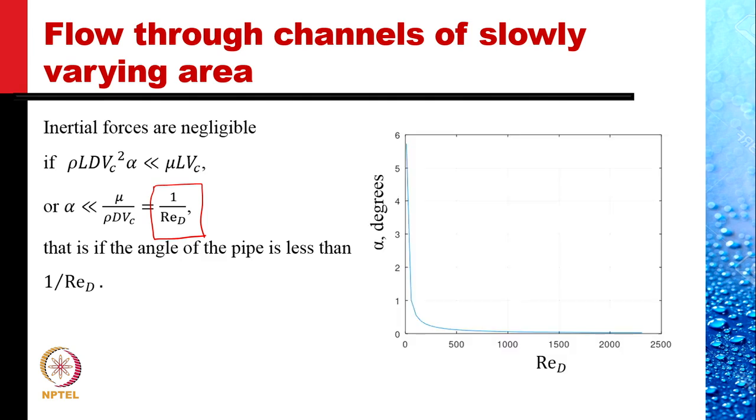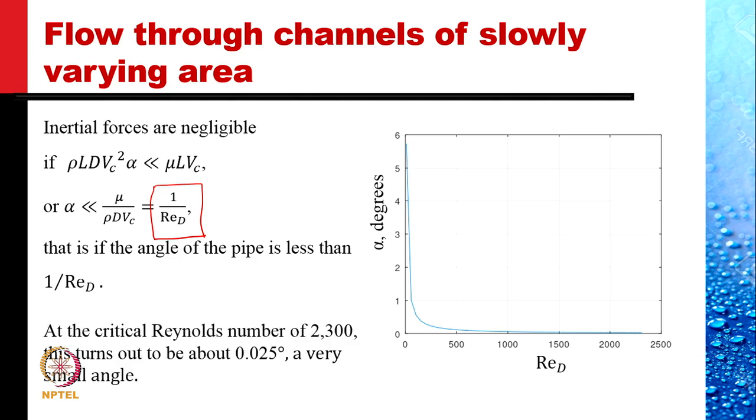This shows you the variation of alpha permissible for making this assumption versus Reynolds number. For very low Reynolds number, much larger alphas are permissible. At the critical Reynolds number 2300, it turns out to be about 0.025 degrees, or a very small angle.